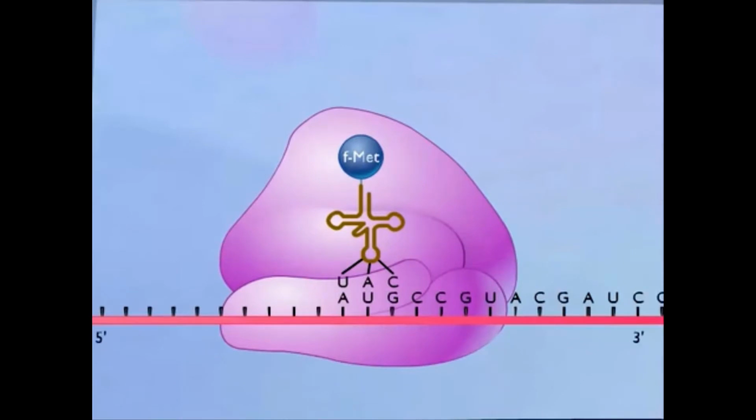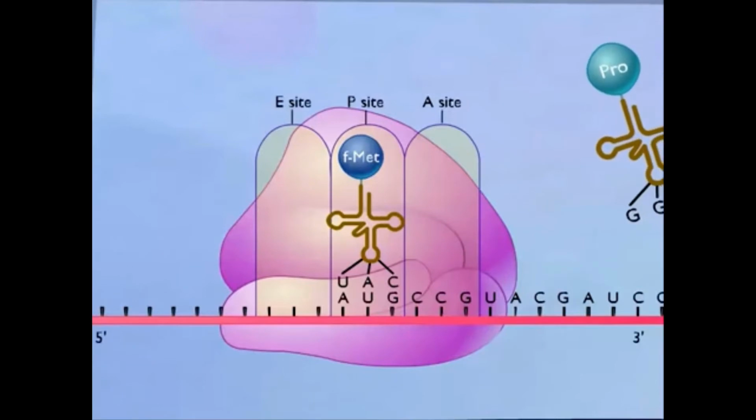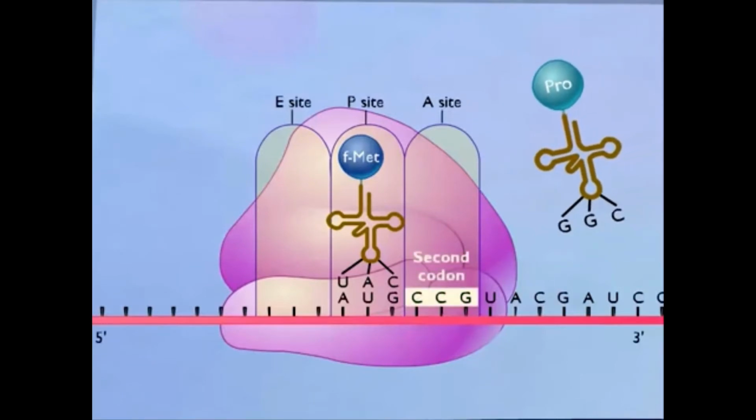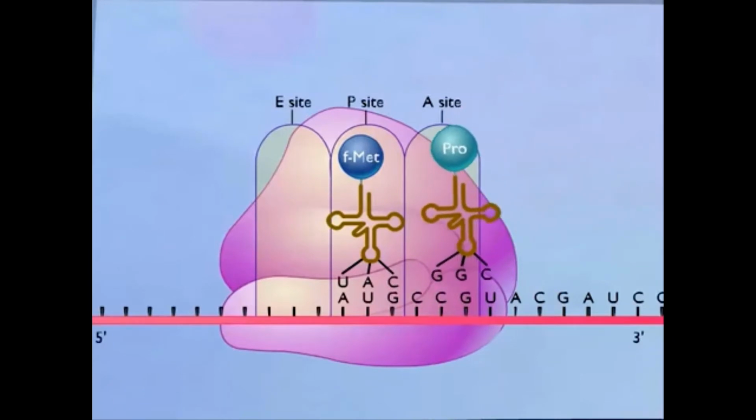The 70S ribosome has 2 sites to which transfer RNA-carrying amino acids can bind. One is called the peptidyl, or P site, and the other is called the acceptor, or A site. There is also a 3rd site called the exit, or E site, where transfer RNAs are released. The initiating transfer RNA carrying formyl methionine binds to the P site. A transfer RNA that recognizes the next codon and carries the 2nd amino acid then moves into the A site.